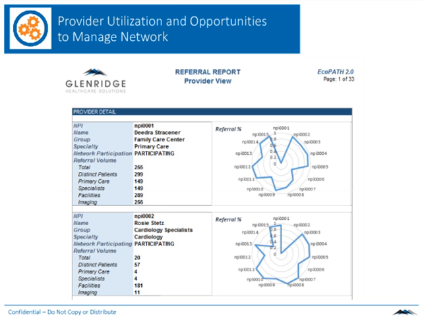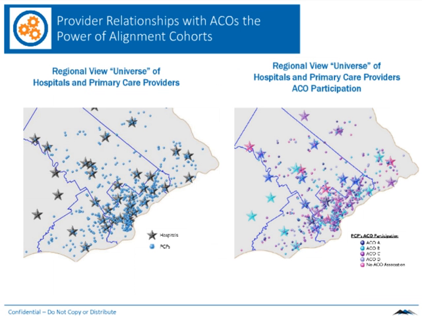You could measure this by identifying potential savings from improving in-network referral rates, as well as the leakage and referral improvement. Focusing on an ecosystem, here is an illustrative example of understanding the provider's relationships with ACOs and the alignment of their cohorts. On the left-hand side, you can see this is a graphic just highlighting the volume of PCPs and hospitals in a certain region.